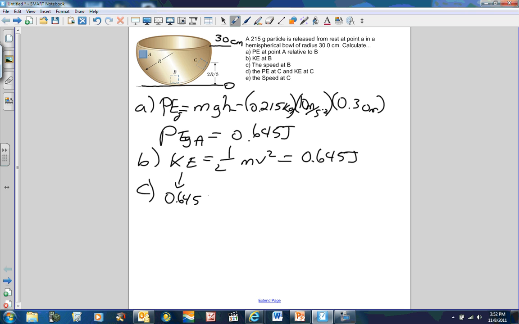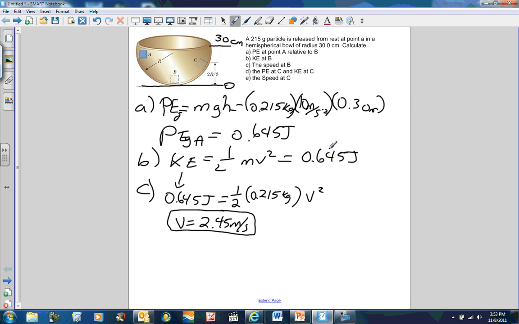Because we know the kinetic energy is 0.645. That's the total energy all the time in this, because this is frictionless. And that's going to equal 1/2 times 0.215 kilograms times v squared. When I work this out, it's going to be 2 times 0.645 divided by 0.215 kilograms. I'm going to take the square root. I'm going to get v equal to 2.45 meters per second. So I'll circle my answers here. Here's the answer to A.